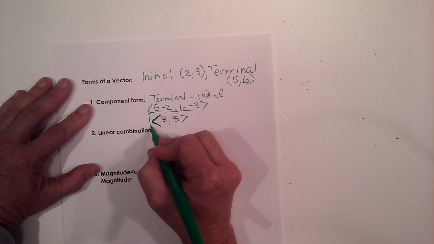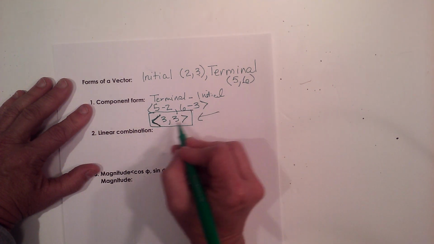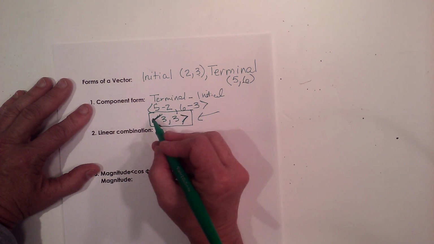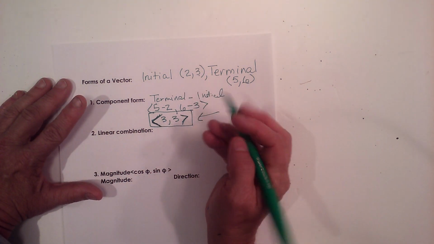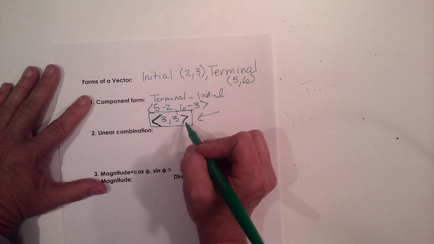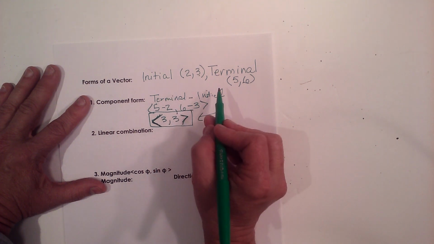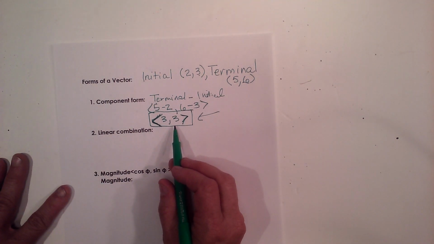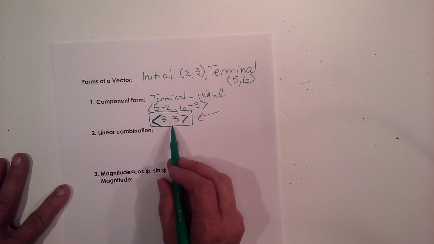So the vector in component form looks like this. It's got these little symbols on either end, almost like parentheses, but they're kind of like absolute value or inequalities, greater than or less than. It indicates a vector, meaning I'm going over 3 and up 3. And that is in component form, assuming you're in standard position where you're starting at the origin.